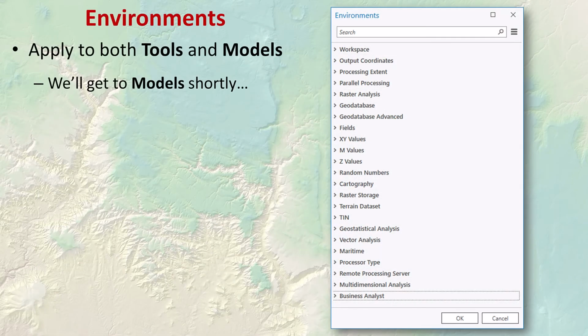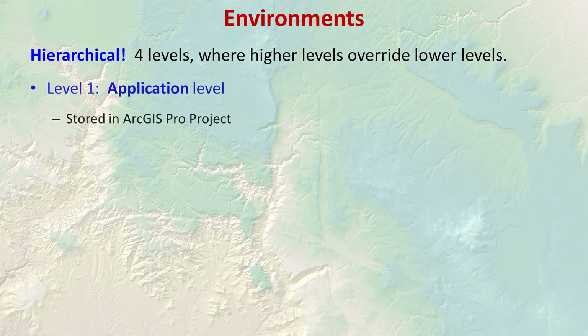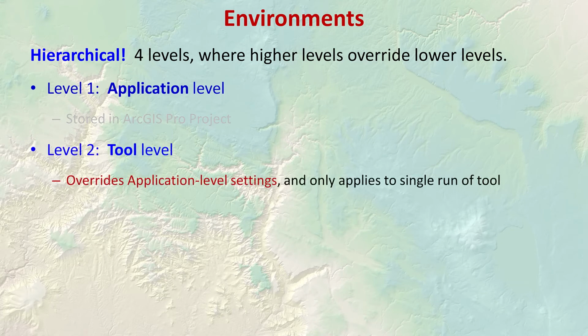Now, environmental parameters apply to both tools and to models, and they're actually hierarchical. There's 4 levels of environmental settings. The first level is the application level. You can actually set environmental settings within ArcGIS Pro itself, and it's stored with your project. You can also set these settings at the tool level, and if you do that, the tool level will override the application level. The issue here is that you can set environmental settings that conflict with each other.